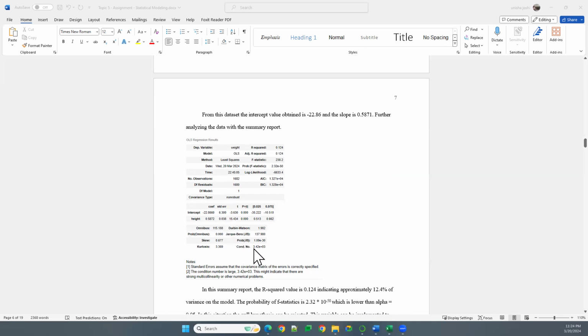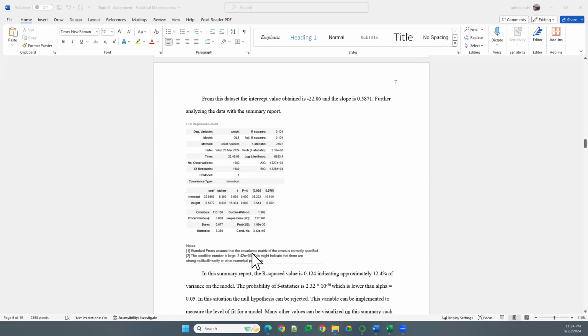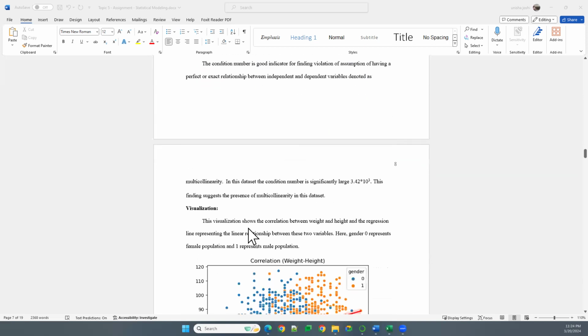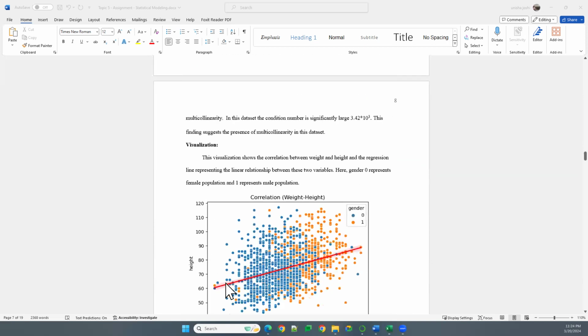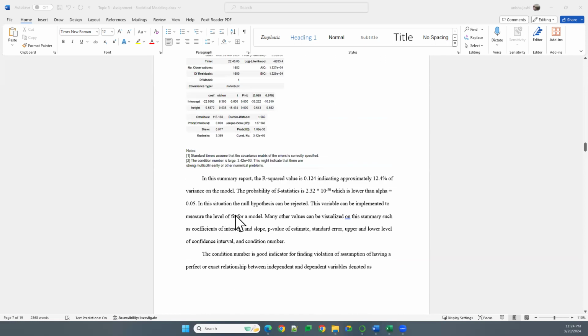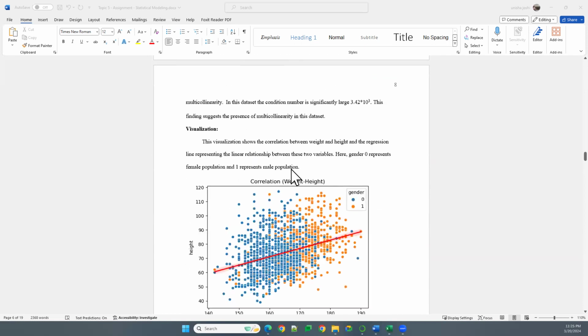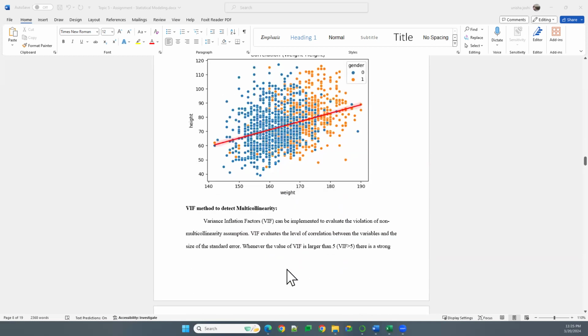And the condition number I received is pretty high, as we see here, and also an alert that there might be strong multicollinearity in this data set. So I have explained everything over here, and I added the regression line with the help of the information I received up here in the same scatter plot diagram.